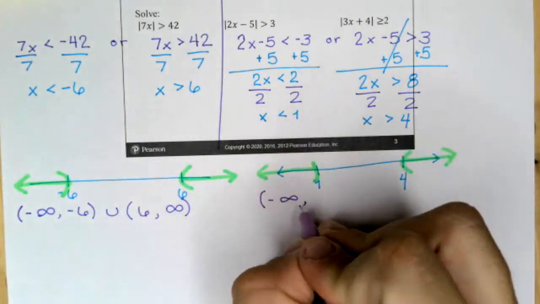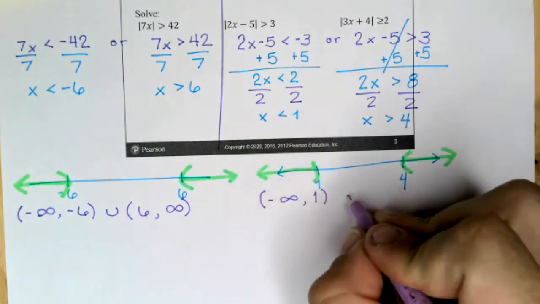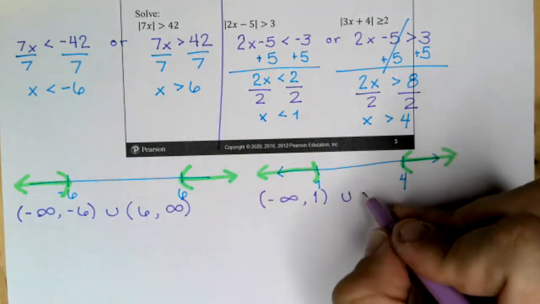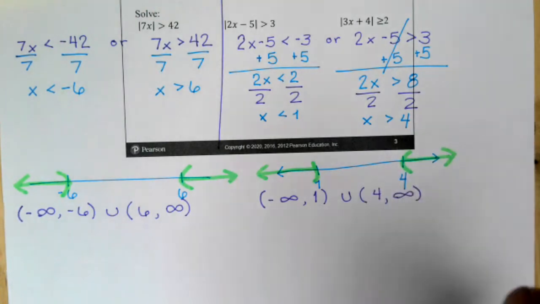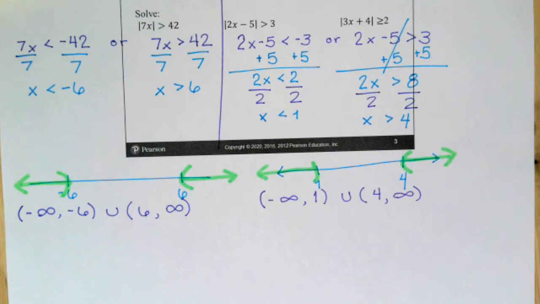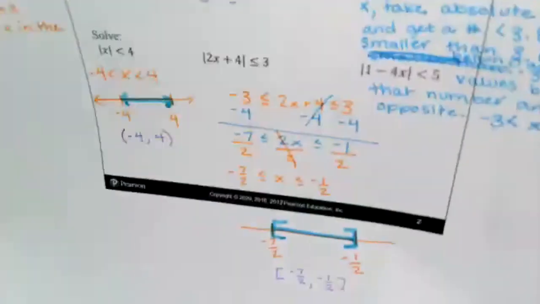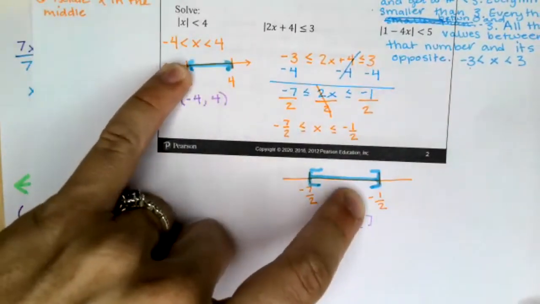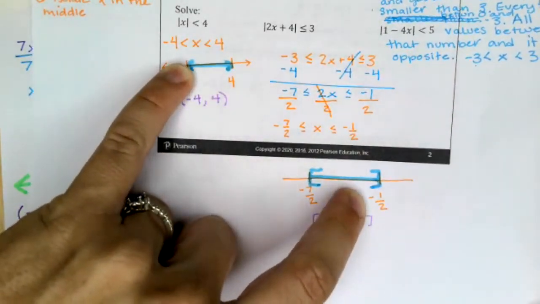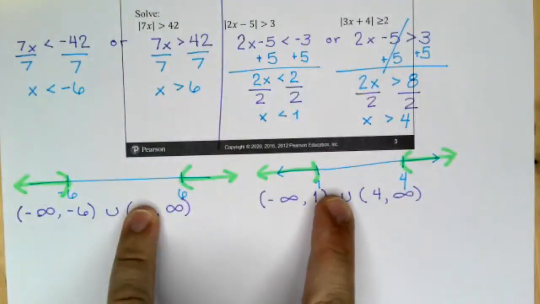From -infinity to 1, the union with 4 to infinity. So are you seeing how with less than, our graphs look like this. With greater than, our graphs look like this.